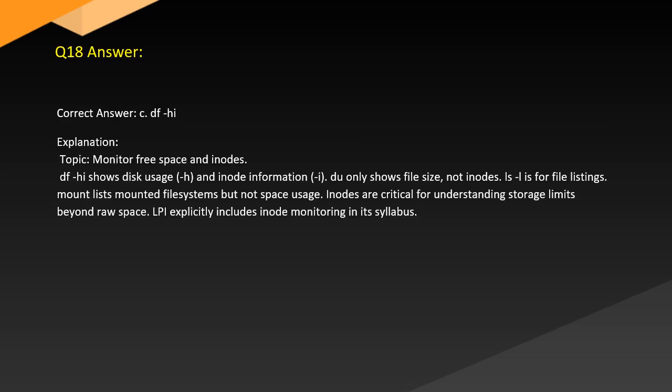Answer. Correct answer. C. df. Explanation. Topic. Monitor free space and inodes. df -h shows disk usage. df -i shows inode information. du only shows file size, not inodes. ls is for file listings. mount lists mounted file systems, but not space usage. Inodes are critical for understanding storage limits beyond raw space. LPI explicitly includes inode monitoring in its syllabus.